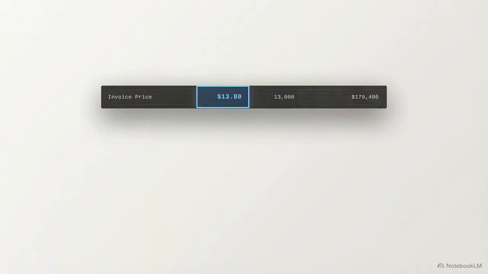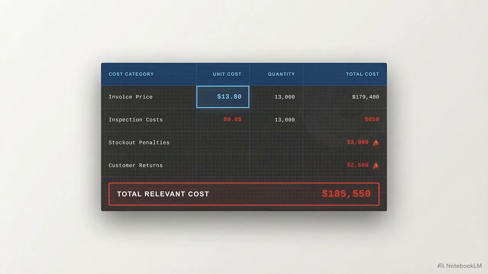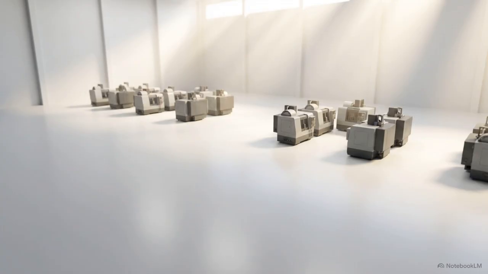Never take a quoted purchase price at face value. Build the complete relevant cost matrix before selecting an answer. Mastering advanced costing means understanding that inventory is a dynamic liability to be systematically eliminated, not a static asset to be stored.